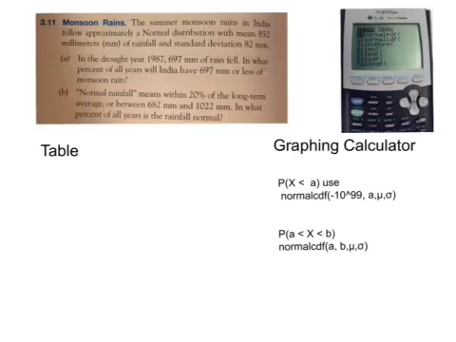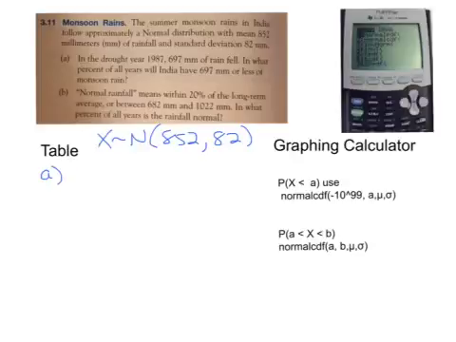So here's another example. Here I have the summer monsoon rains in India follow approximately normal distribution with a mean of 852 millimeters and a standard deviation of 82 millimeters. In part A, I want to look at, in the drought year 1987, 697 millimeters of rain fell. In what percent of all years will India have 697 millimeters or less of monsoon rains? So I'm looking for this.